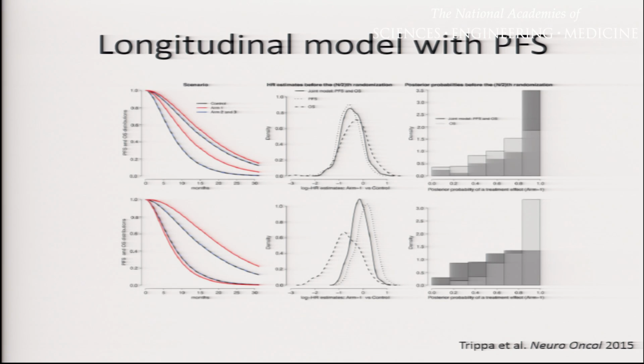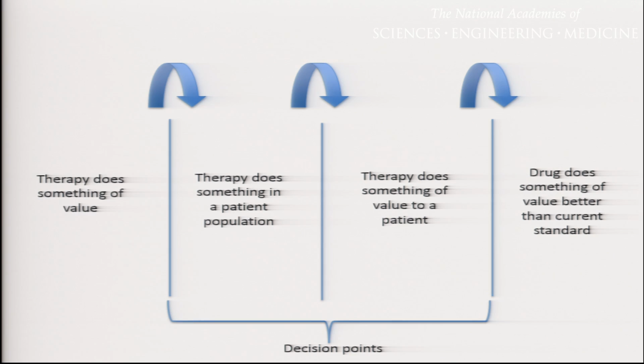And I won't spend too long on this, but we incorporated this into the randomization. We took 2 different scenarios, one where the progression-free survival was not predicting the overall survival, and the other way, and just showed that this model did somewhere in between if you would have chosen overall survival or progression-free survival at the beginning.